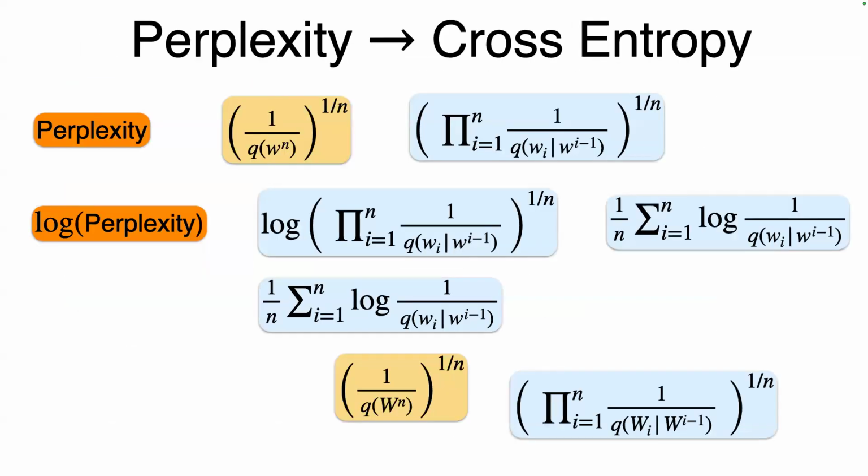So perplexity is essentially the same as cross entropy. Entropy, of course, was the concept that he defined. So perplexity, as we said, is one over the probability of the whole sequence, which is the geometric average of one over the probability predictions. If we take the log of perplexity, we'll get 1 over n, summation of log of 1 over the probability of wi given wi minus 1.